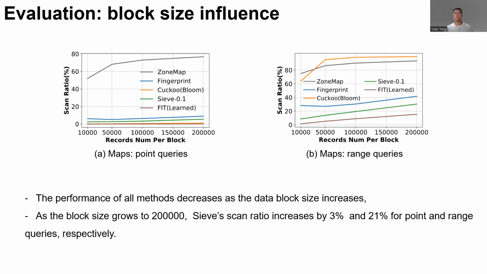Now, you can see the filter performance of SIEV with different block sizes. It is evident that larger block sizes lead to worse filter performance for all data skipping methods. Specifically, as the block size increases from 10,000 to 200,000, the scan ratio of SIEV increases by up to 21%.